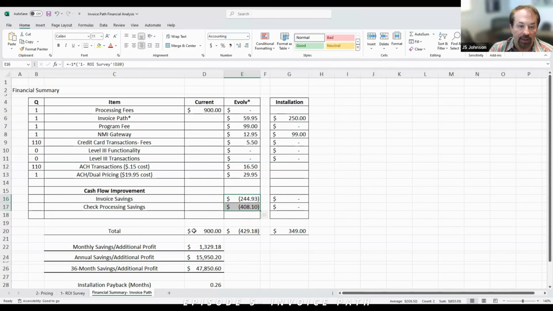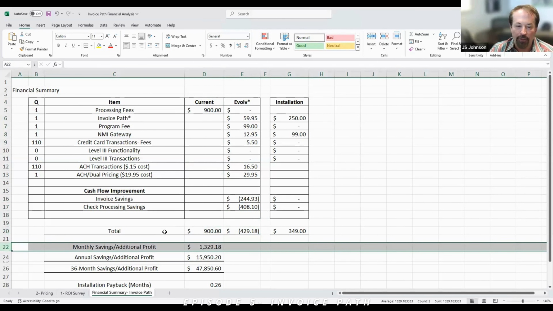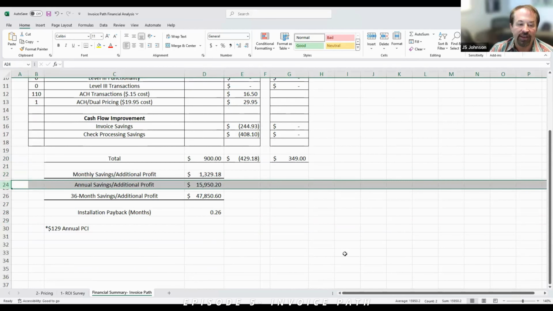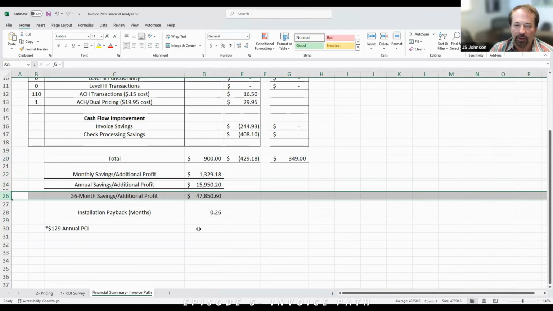So what that actually is, they're currently spending $900 a month on this proposition, and we're going to subtract $429. That's with the savings and the cost of our platform in here. That's going to net them $1,300 a month. Our annual savings is almost 16 grand, and over 36 months, just short of $50,000. This is real money. This is money that drops immediately to this merchant's bottom line.